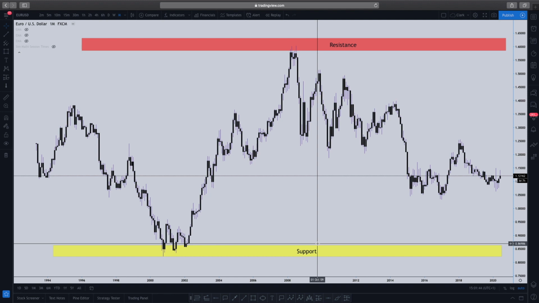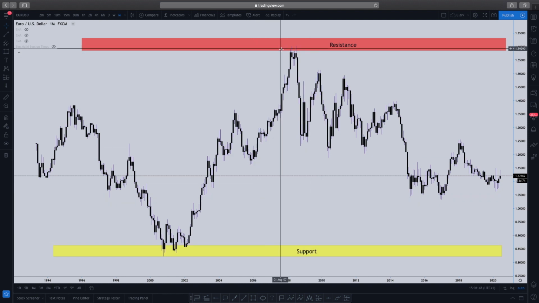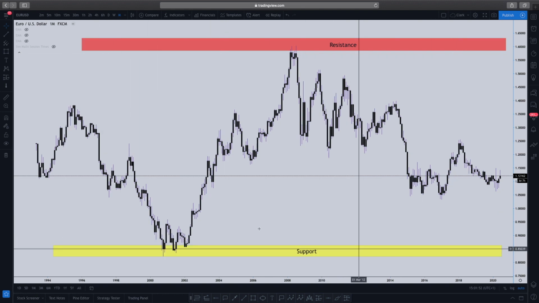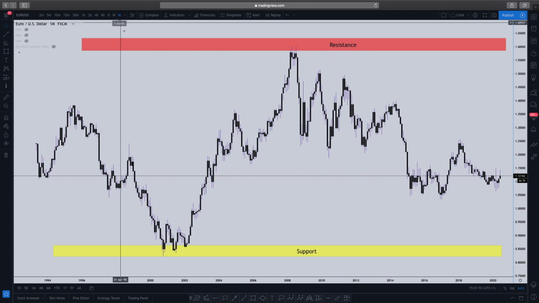Anybody could watch this and take something from it. What we have, resistance is going to be on the top. Support is going to be on the bottom. This is a monthly chart here of Euro USD.